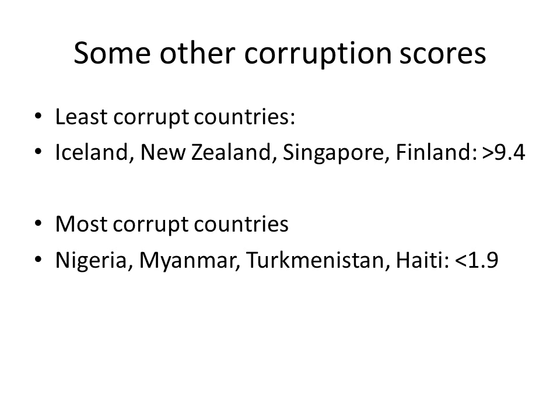We can look at the least corrupt countries according to Transparency International: Iceland, New Zealand, Singapore, Finland. These all have survey scores of 9.4 or more. And then the most corrupt countries, Nigeria, Myanmar, Turkmenistan, and Haiti, are all less than 1.9. We see that all of the least corrupt countries are developed countries, and all of the most corrupt countries are less developed countries.